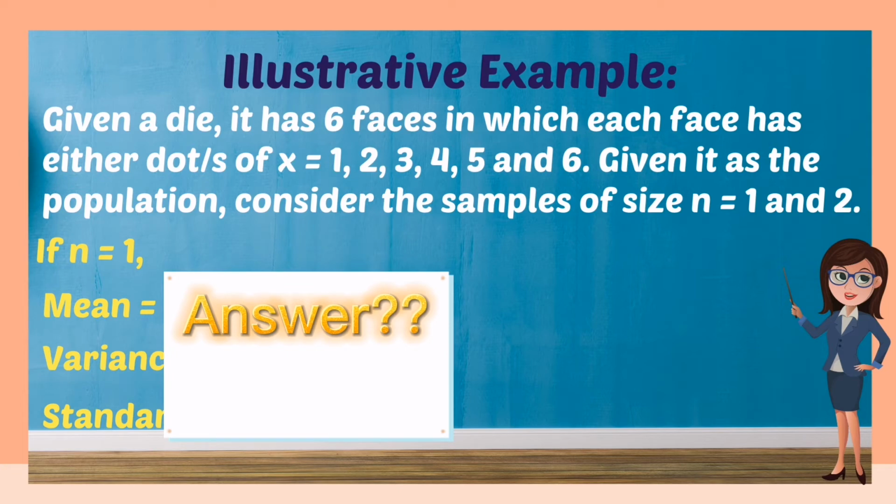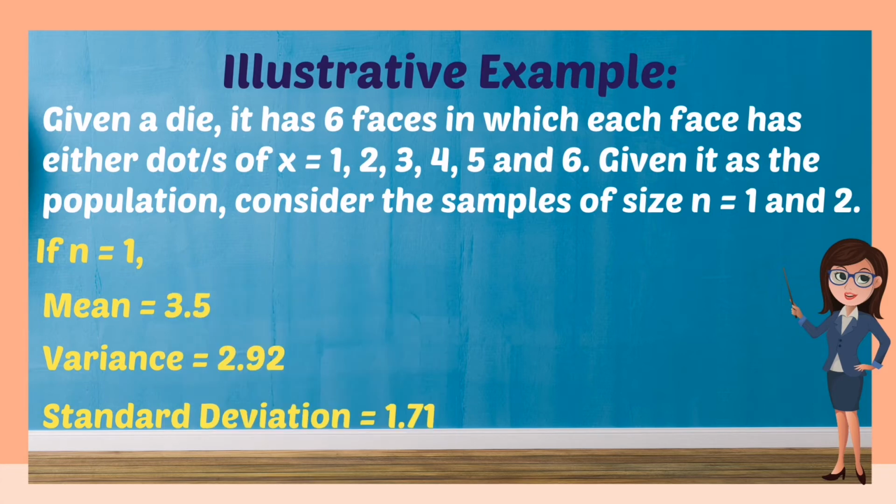So recalling our lesson and the sampling distribution of the sample mean, we are going to consider the number of sample size. So for this one, if n is equal to 1, what will be our sampling distribution of the sample mean? From the population of 1, 2, 3, 4, 5, and 6, we can get the mean, variance, and its standard deviation. So the value of the mean will be 3.5, the variance will be 2.92, and the standard deviation will be 1.71. Let us have this solution for the mean, variance, and the standard deviation.